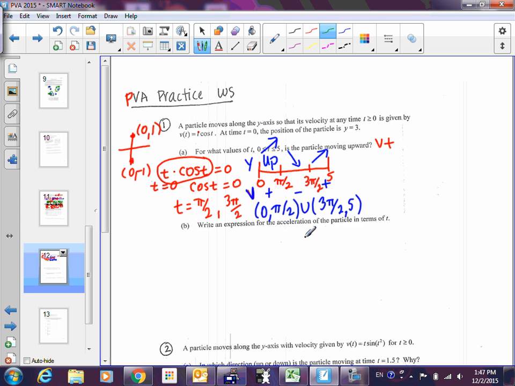Okay, writing an expression for acceleration. So can you guys tell me, how do we get from velocity to acceleration? We take the derivative. Now if we're going to do this by hand, we have to use product rule. Derivative of t, that's a 1, times just regular old cosine of t, plus, and then you switch which one you take the derivative of. So now I get to just write regular t, and I take the derivative of cosine t, which is negative sine t. That's it. That's your answer.